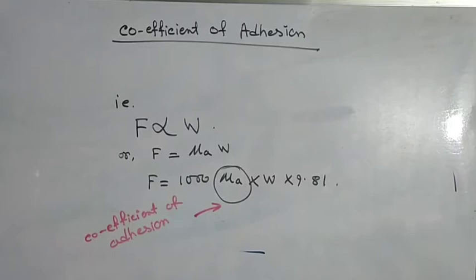Now, the value of the coefficient of adhesion is affected by the speed of the train and the condition of the rails. The higher the speed, the smaller is the coefficient of adhesion. If the rails are wet and greasy, the coefficient of adhesion is much lower as compared to when they are dry and sandy. During starting, if the tractive effort varies, the maximum value of the tractive effort must be less than the product of adhesive weight and the coefficient of adhesion.